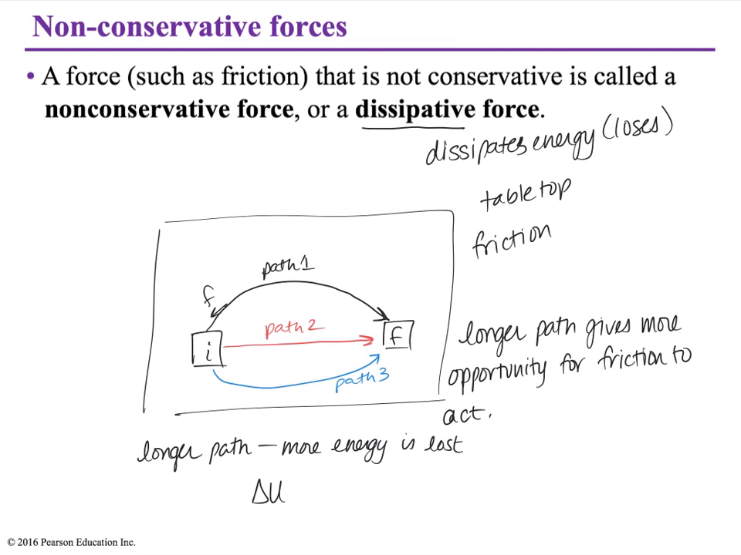The change in the energy that's lost is equal to minus the frictional force times the path length. And this means definitely, in this case for this non-conservative force, that the longer this path length is, the more energy is lost. And so this is talking about the loss of internal energy. It's lost to heat. And so that's what happens with friction.